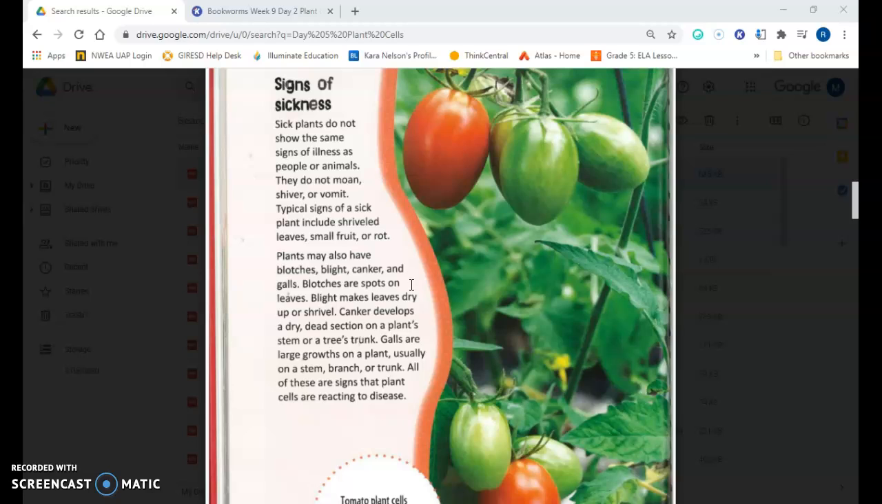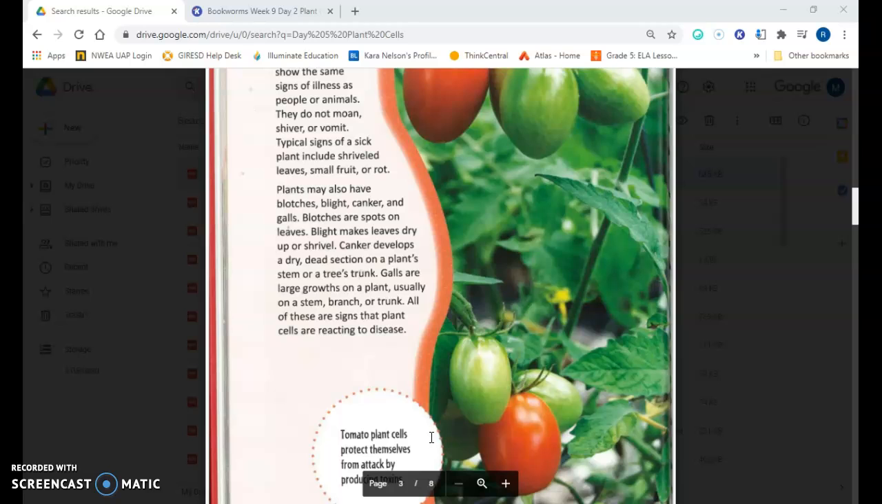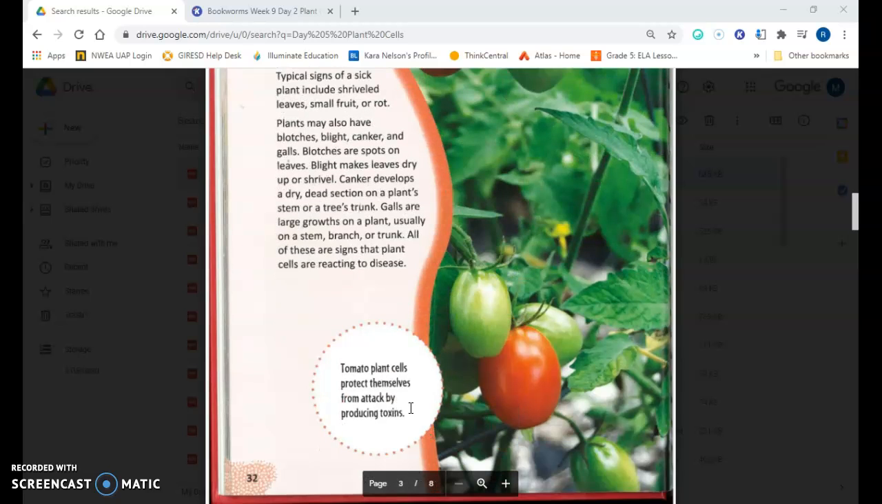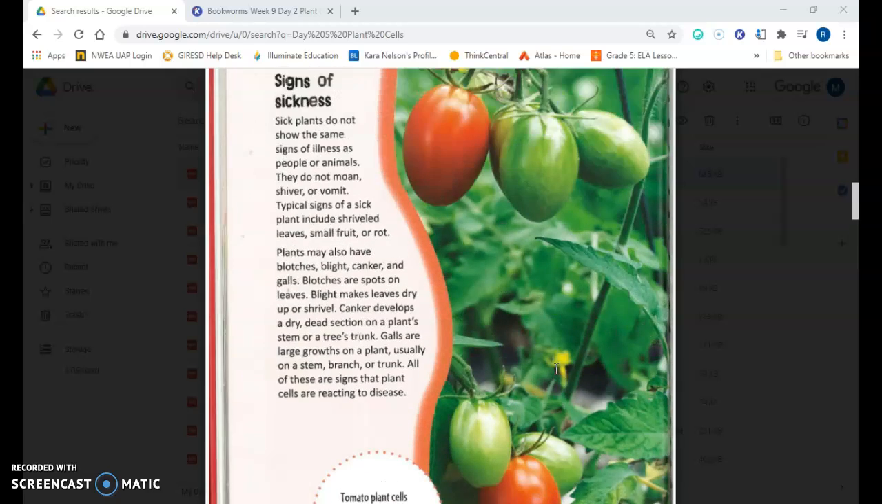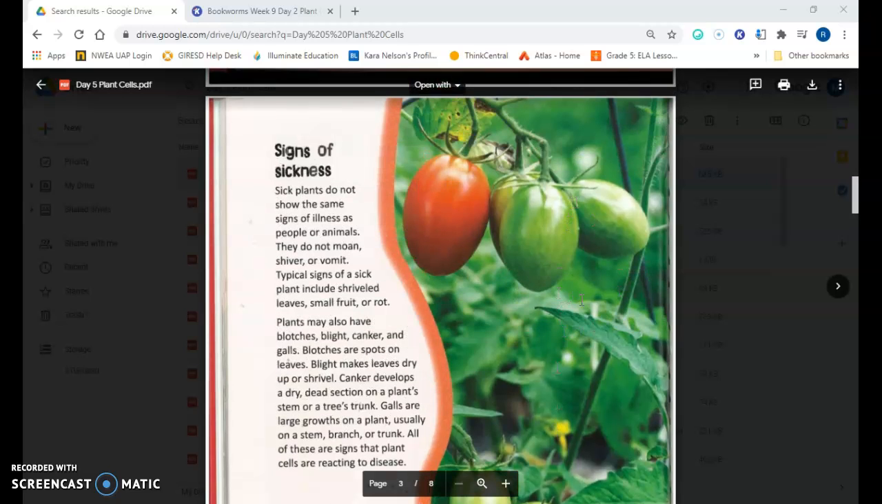Blotches are spots on leaves. Blight makes leaves dry up or shrivel. Canker develops a dry, dead section on a plant's stem or a tree's trunk. Galls are large growths on a plant, usually on a stem, branch, or trunk. All of these are signs that plant cells are reacting to a disease. This says tomato plant cells protect themselves from attack by producing toxins. I think we're going to be reading about that on this next page here.